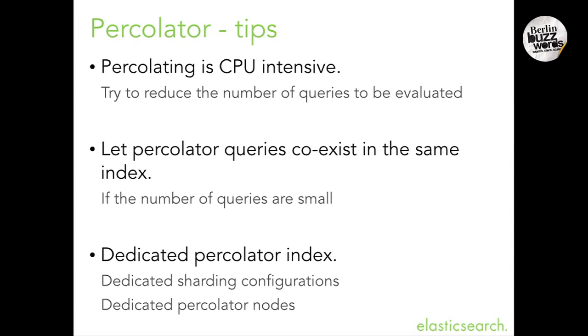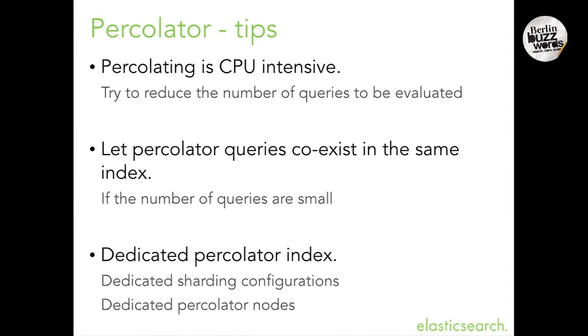The upside of it, you can have dedicated sharding configurations for it. You can even allocate specific nodes and make sure that those percolator indexes are only allocated on those nodes, to separate the resources being used between your normal search and your percolating. And obviously, you can just start up a second cluster. I mean, that's also possible.